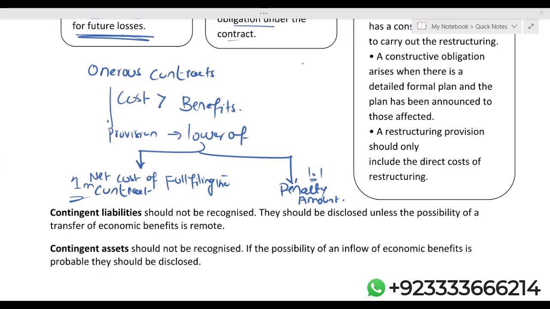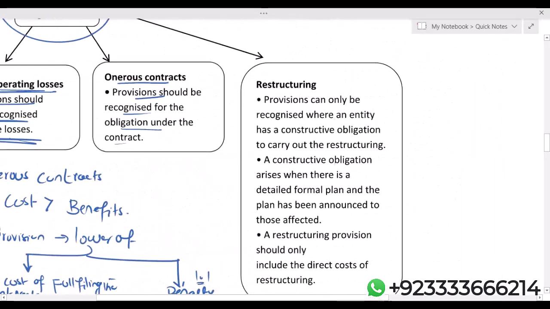Okay. So an onerous contract means it's a contract where the cost of fulfilling the contract is more than the benefit. In that case, I'll be recognizing a provision of the lower of the net cost of fulfilling the contract and the penalty amount, whichever is lower. Okay. Third, restructuring. A provision can only be recognized where an entity has a constructive obligation to carry out the restructuring.